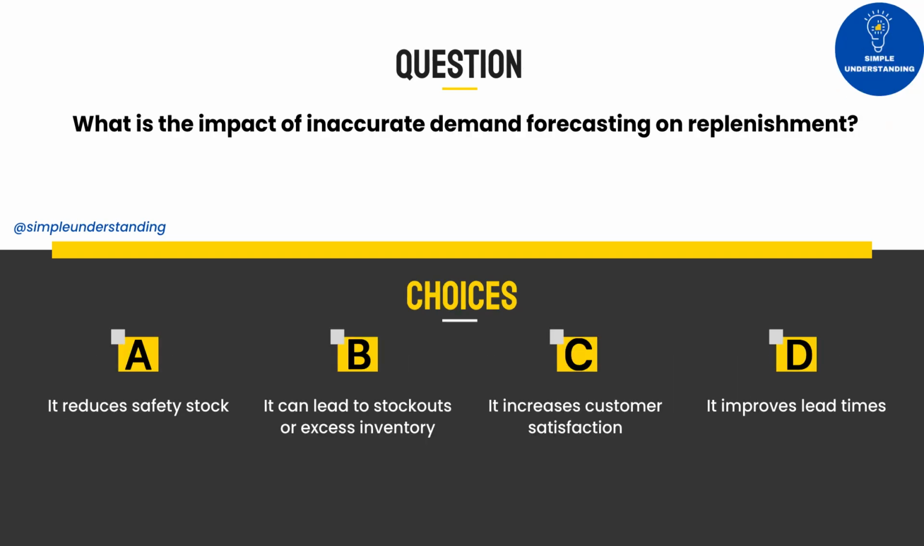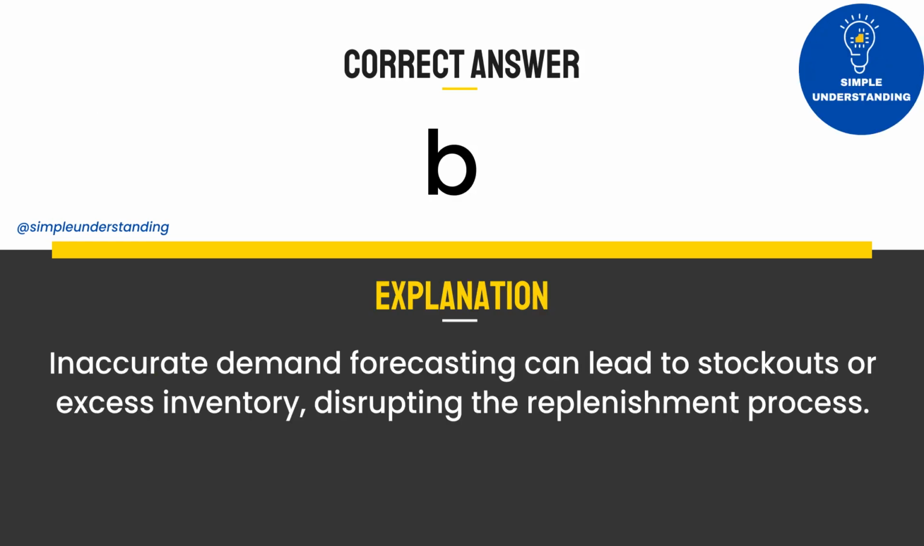3. What is the impact of inaccurate demand forecasting on replenishment? A. It reduces safety stock. B. It can lead to stockouts or excess inventory. C. It increases customer satisfaction. D. It improves lead times. Correct answer: B. Overall explanation. Inaccurate demand forecasting can lead to stockouts or excess inventory, disrupting the replenishment process.